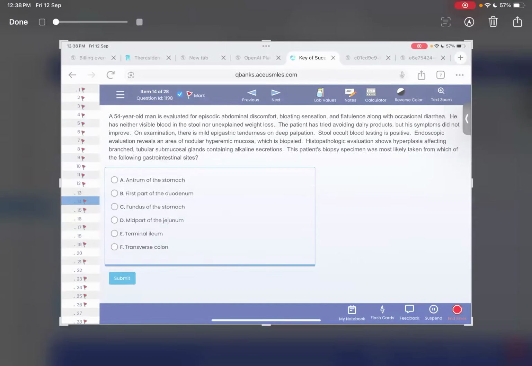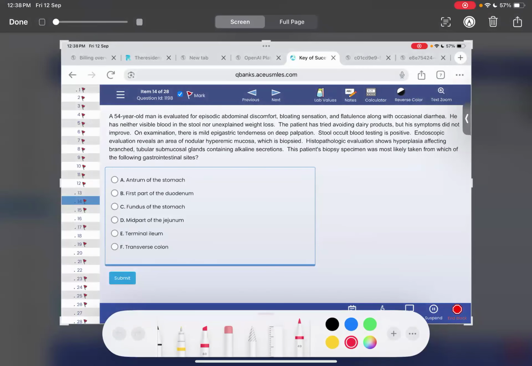Endoscopic evaluation reveals an area of nodular hyperemic mucosa, which is biopsied. Histopathology evaluation shows hyperplasia affecting branched tubular submucosal glands containing alkaline secretion. This patient's biopsy specimen was most likely taken from which of the following GI sites? Okay. So the most important thing to note is the alkaline secretion and submucosal glands.